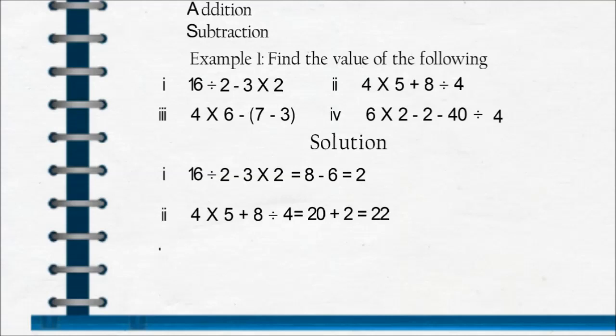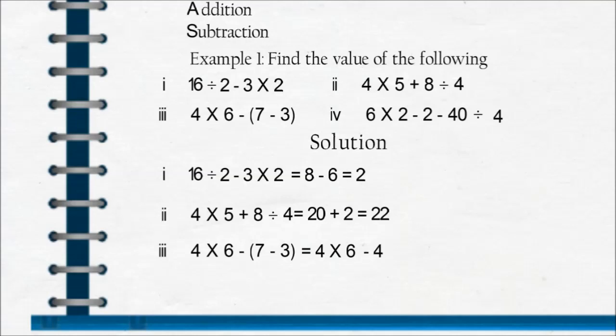Example 3, we have 4 multiplied by 6 minus, open bracket, 7 minus 3, close bracket. In this case, we have a bracket, so it means that we take the operation first in the bracket. So we have 7 minus 3, which is 4, while we have 4 multiplied by 6 on the outside.